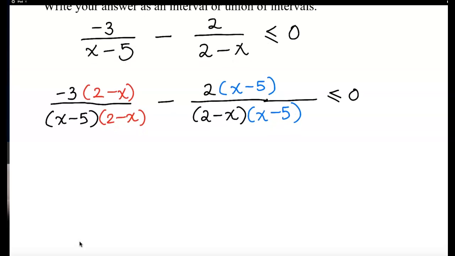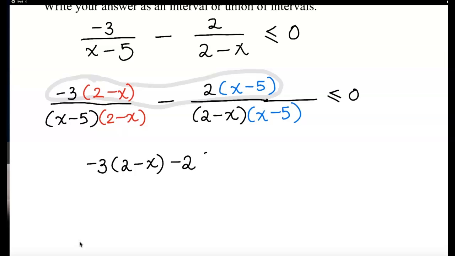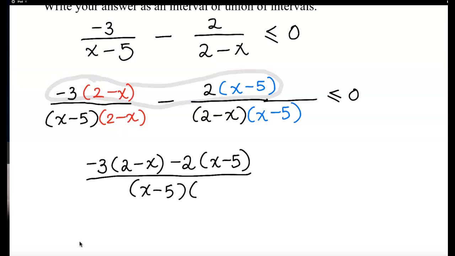Because they have a common denominator, I'm now going to put them together in a single fraction. So I will say that this part is my numerator. I'll write that in a single line: negative 3 times the quantity 2 minus x, minus 2 times the quantity x minus 5. That's my numerator. And all over, I'll write x minus 5 first, and then 2 minus x. The order doesn't matter because it's just multiplication.